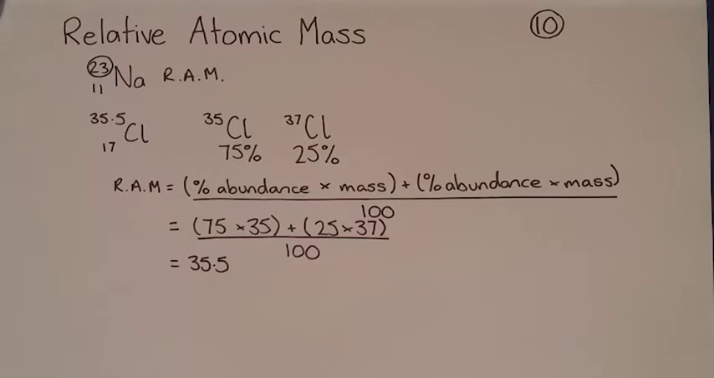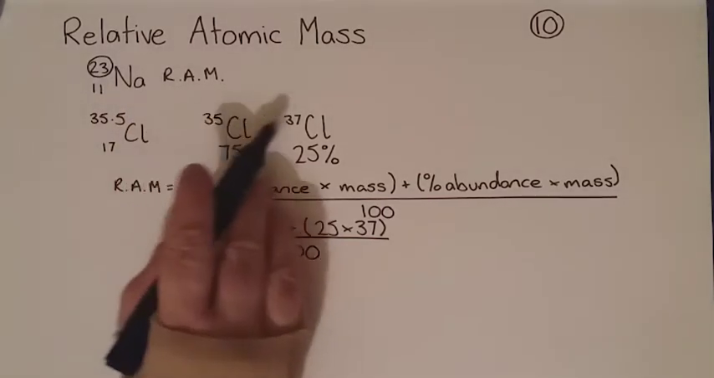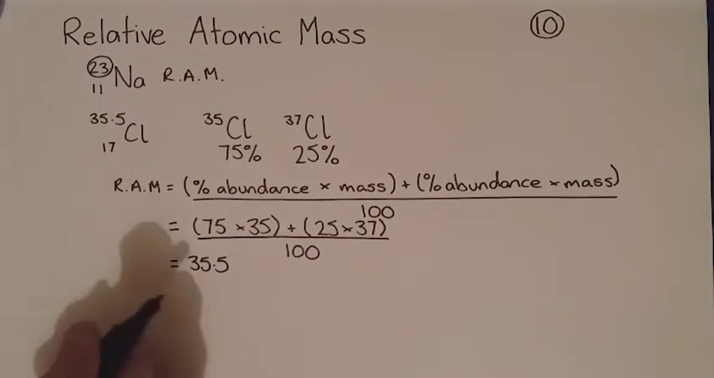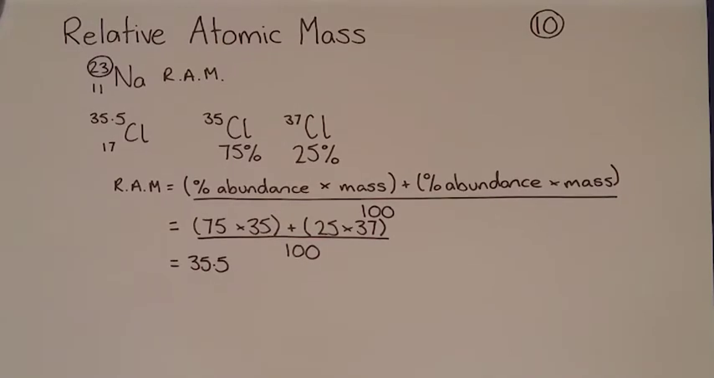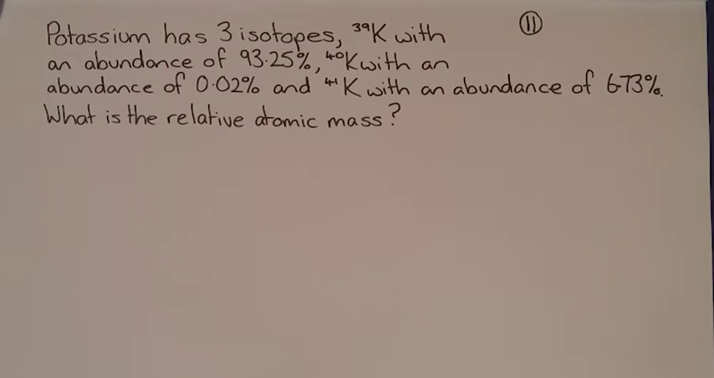However, an easy way to check that your answer makes sense is to look at the masses of the isotopes and check that your answer is somewhere in between the two. If your answer isn't somewhere between the two, you've either not typed the numbers in correctly into your calculator or you're not using BIDMAS correctly, in which case you need to double check that you're using your brackets and other things on the calculator in the right order. Let's look at another example.